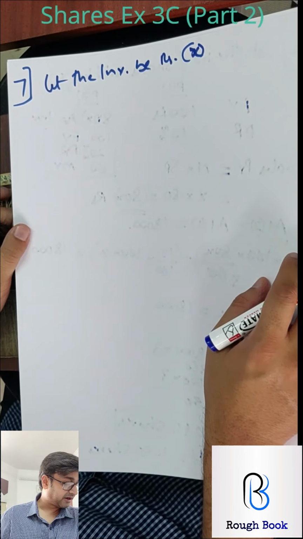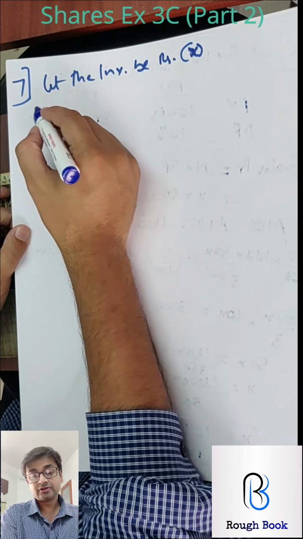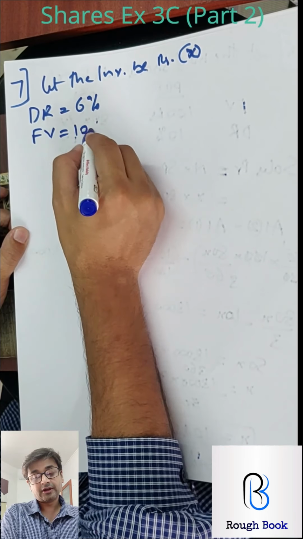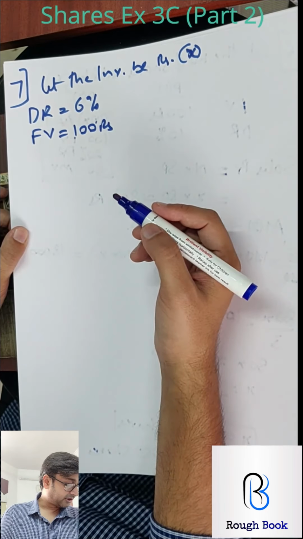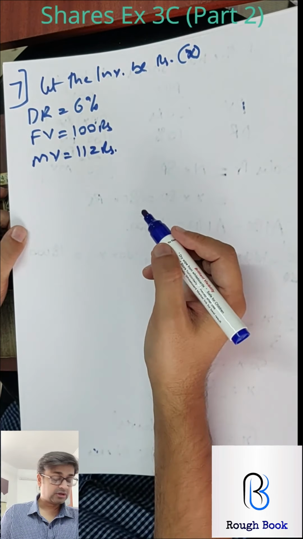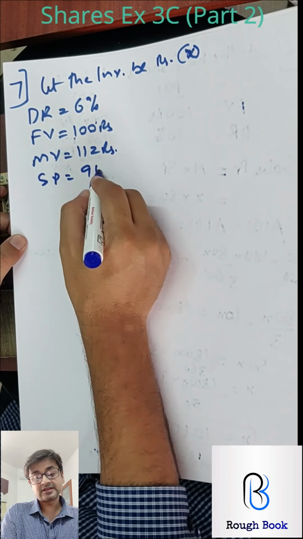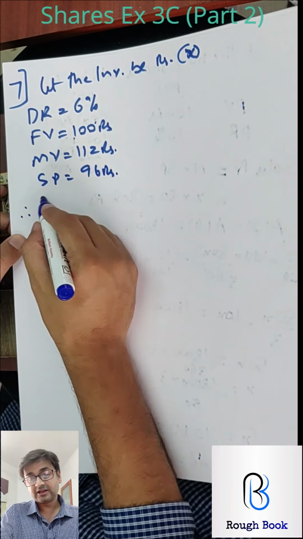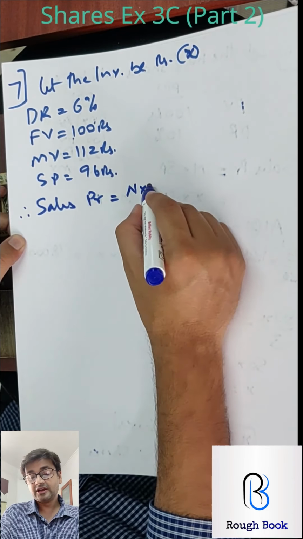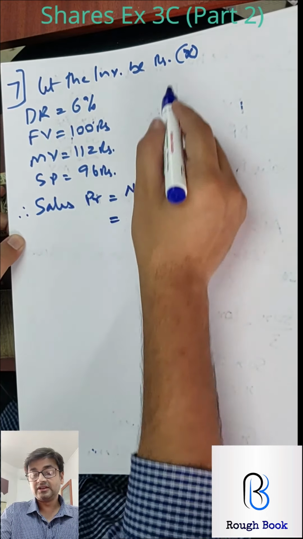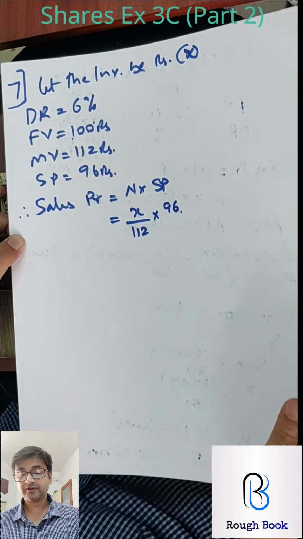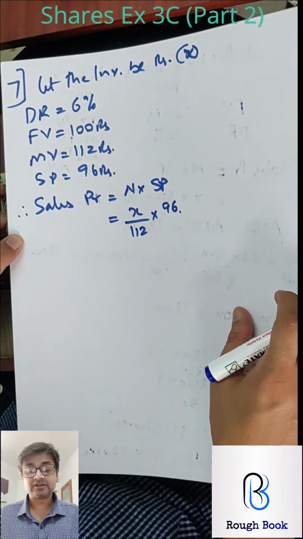They say 6%, 100 rupees shares at 12 premium. So dividend rate 6%, face value 100 rupees at 12 rupees premium, so market value 112 rupees. He sold the shares at 96, so selling price 96 rupees. Sale proceeds is very easy to calculate. Sale proceeds is the number of shares into the selling price. Number of shares is investment upon market value, into 96 rupees. So that is the total sale proceeds this guy is getting.